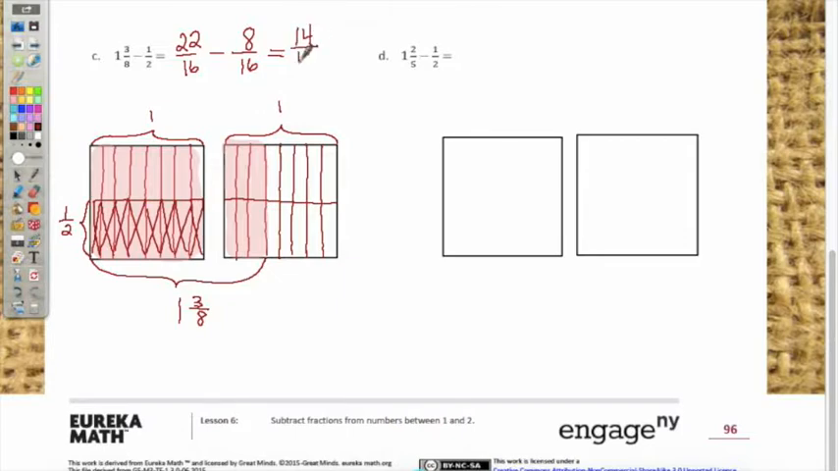So when I simplify this, divide by 2. Is 14 half of 16? No. Can I divide by 2? You think that will be 1 and done? Yeah, why do you think that? Because 14 divided by 2 is 7. 7, and I can't divide that by 2. Good job. 7/8.